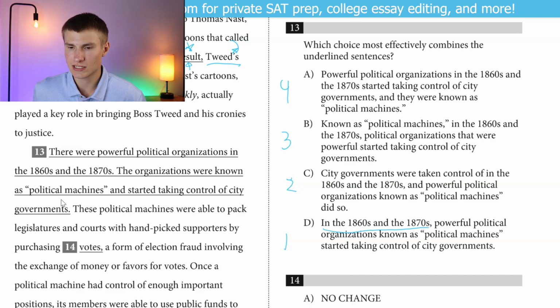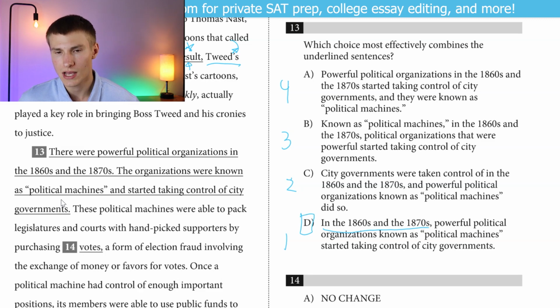In the 1860s and 1870s, powerful political organizations known as political machines started taking control of governments. Okay, I see that that's grammatically correct. It's short, it's concise, so that's going to be my answer more than likely. I'll quickly take a look at A, B, and C here as well, just to show you why they're wrong.